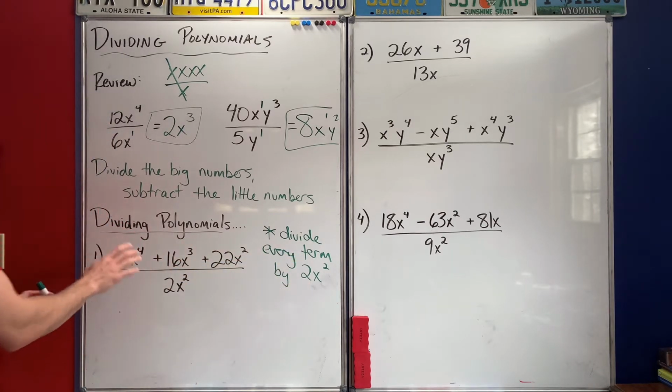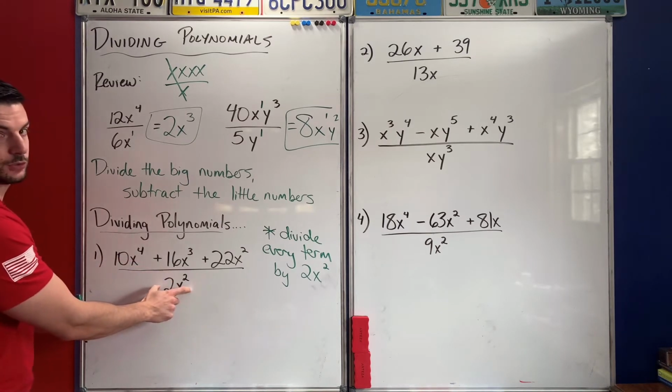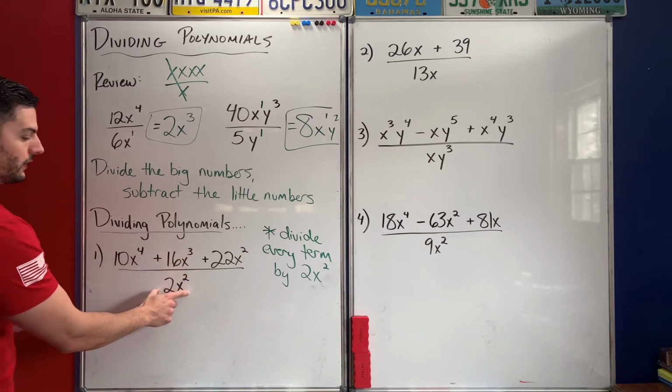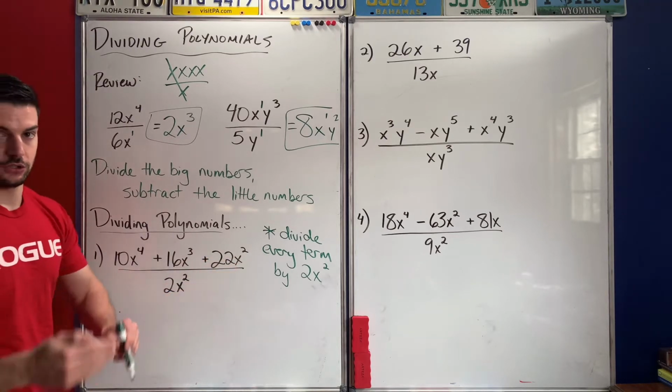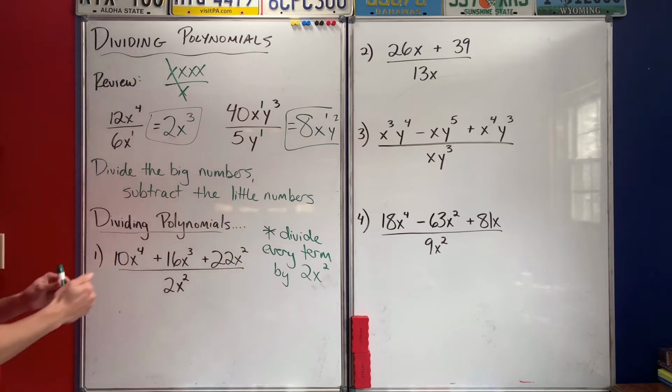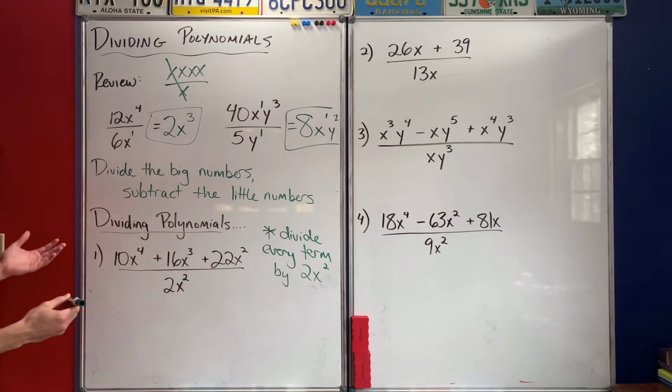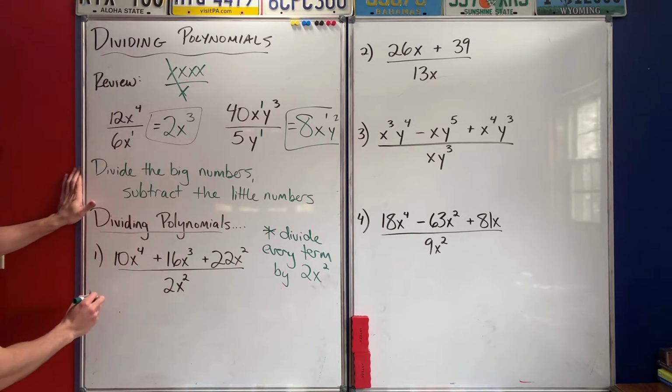Okay, so it's basically going to be 3 separate divisions that happen. It's going to be 10x to the fourth divided by 2x squared, 16x to the third divided by 2x squared, and then 22x squared divided by 2x squared. Okay, so three different divisions happening here. And what can help too is if you kind of write out those individual fractions.